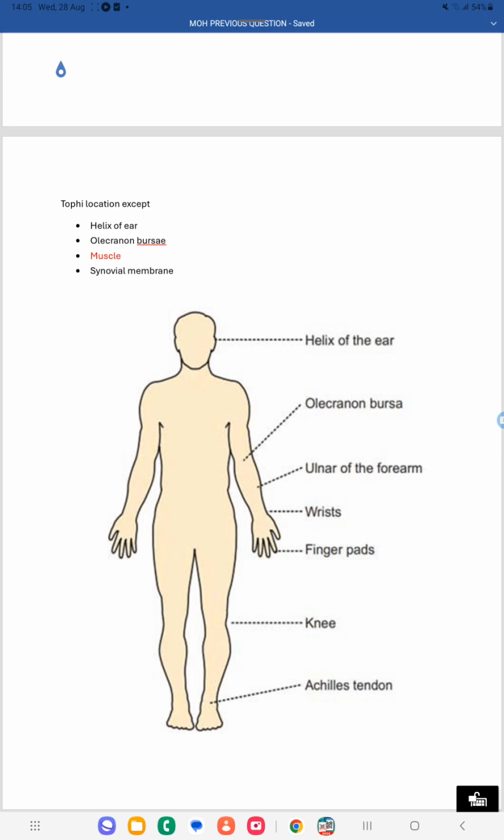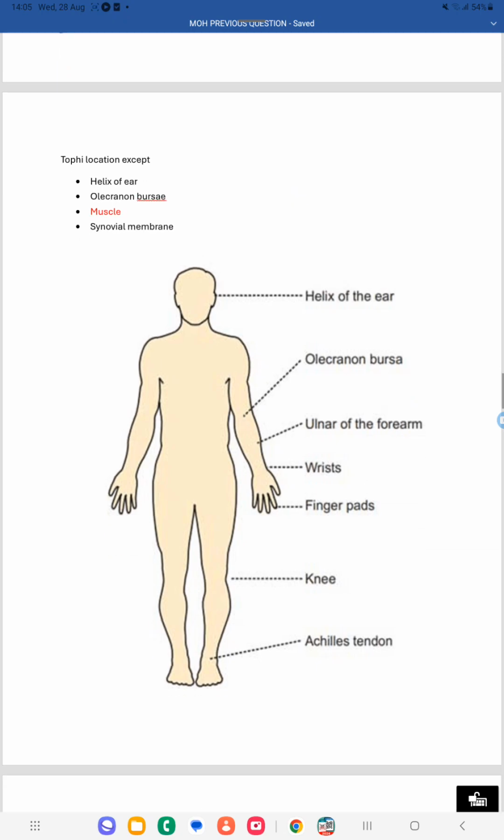In the last part, I discussed one question regarding the tophi select location. The answer I gave was wrong. It is not synovial membrane. The answer is muscle. Please note that. Tophi means a deposition of monosodium urate crystals. They have given the options helix of ear, olecranon bursa, muscle and synovial membrane, but the answer is muscle. Please note that.